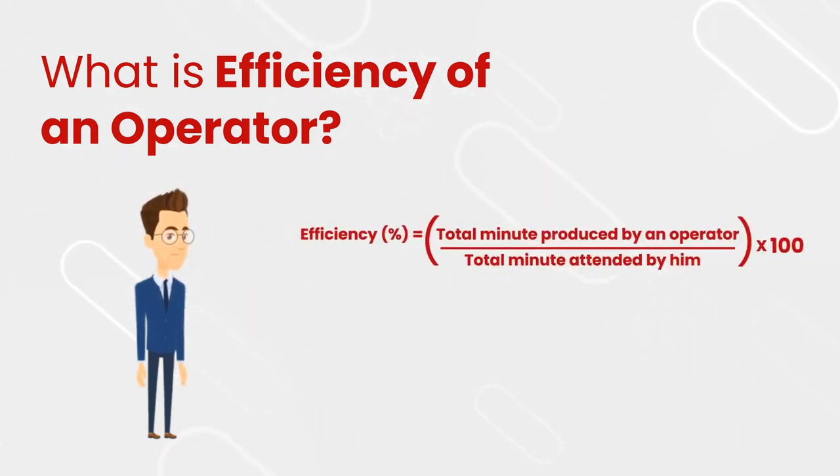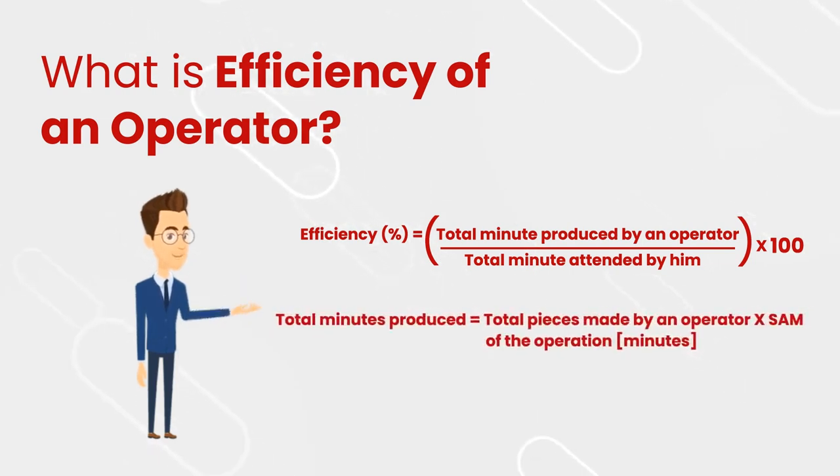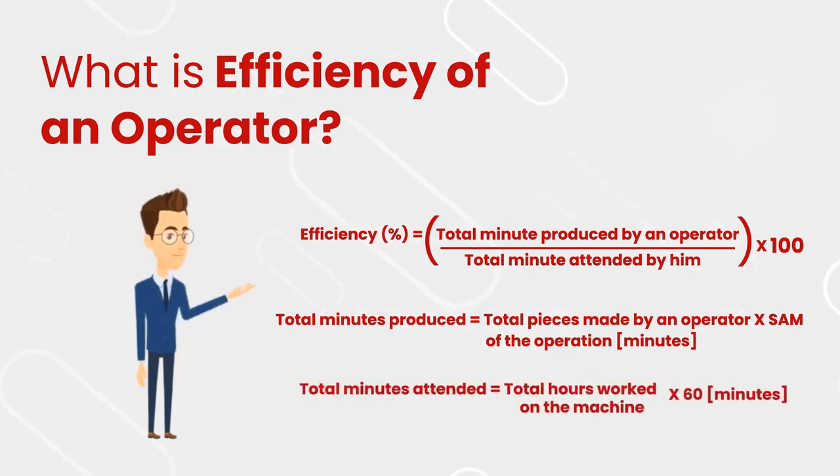Efficiency equals total minutes produced by an operator divided by total minutes attended by him, multiplied by 100. Total minutes produced equals total pieces made by an operator multiplied by the SAM of the operation. Total minutes attended equals total hours worked on the machine multiplied by 60.